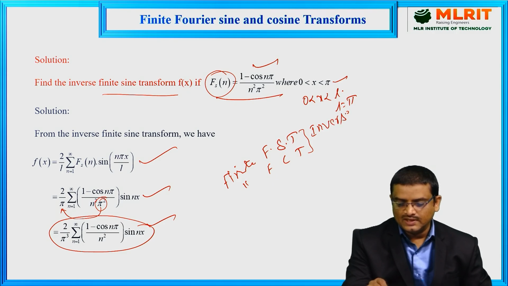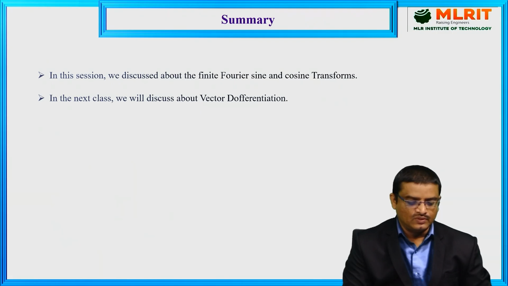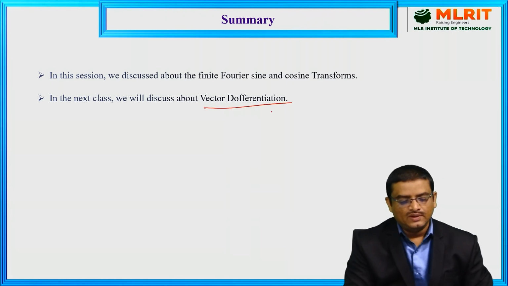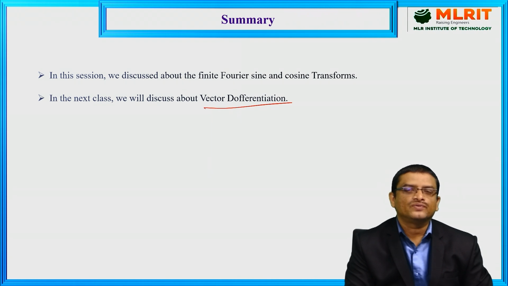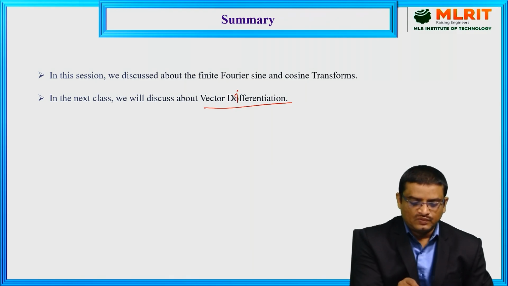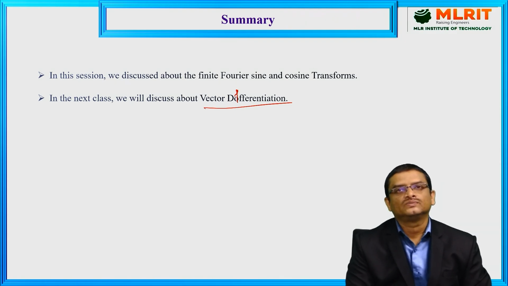So we have taken some examples here. In the next video we are going to discuss vector differentiation. With this we complete our Fourier transforms. In the next video we are going to discuss vector calculus, which comes under vector differentiation, that is gradient: how to find the gradient, the divergence, and the curl of vectors or scalars. So thank you.